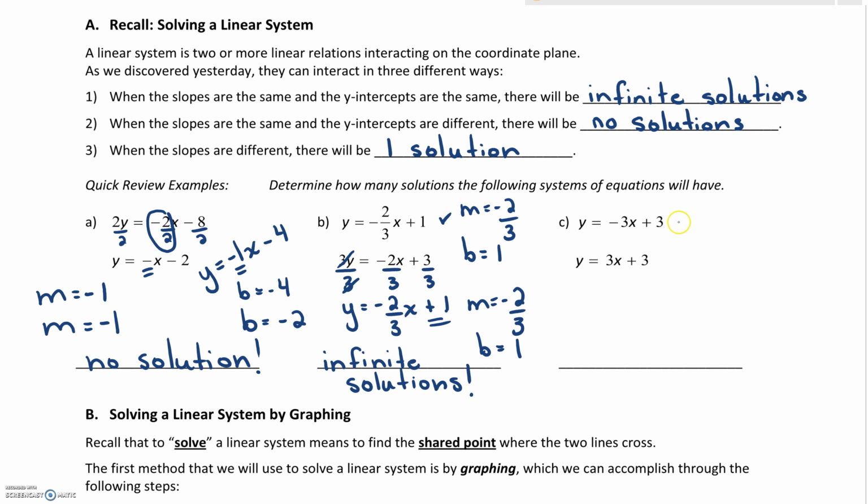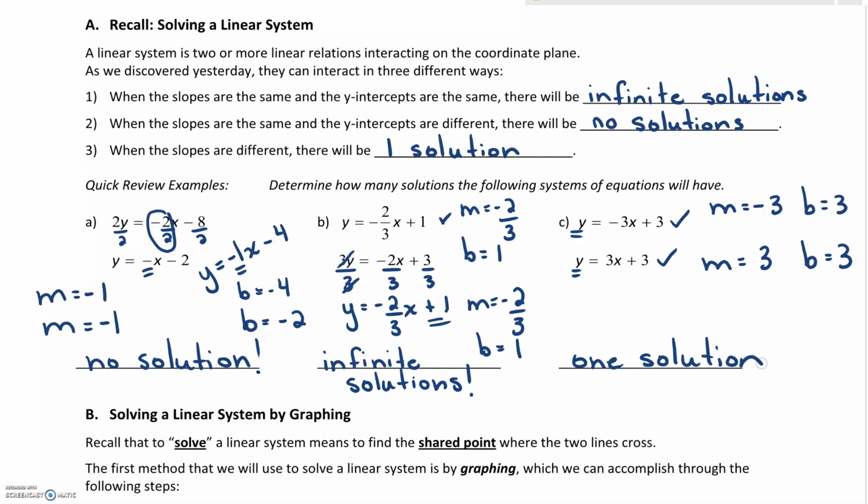You'll notice that both these equations are already in y equals mx plus b. And I know that because the y is completely on its own. We're going to label some work here. So the m in the first equation is negative 3, and the b value is 3. The m value in the second equation is positive 3, and the b value is also positive 3. So when I analyze this, I notice that the y-intercepts are the same. But that doesn't matter. If the slopes are different, which they are, a negative 3 is not the same as positive 3. As soon as the slopes are different, you know that you're going to only have one solution. It doesn't matter that your y-intercepts are the same.